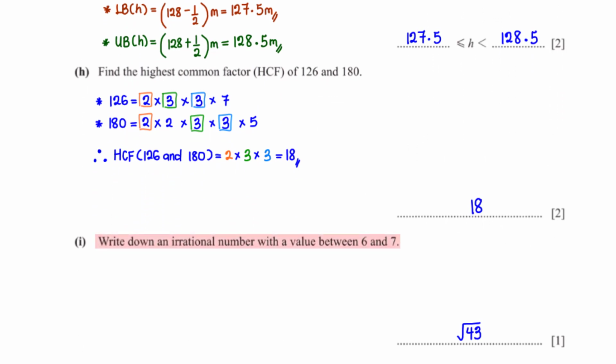Write down an irrational number with a value between 6 and 7. An irrational number is a number that cannot be expressed as a fraction. We need to do some trial and error with radical numbers to come up with this. In this case, we went with square root of 43, which has a value between 6 and 7.